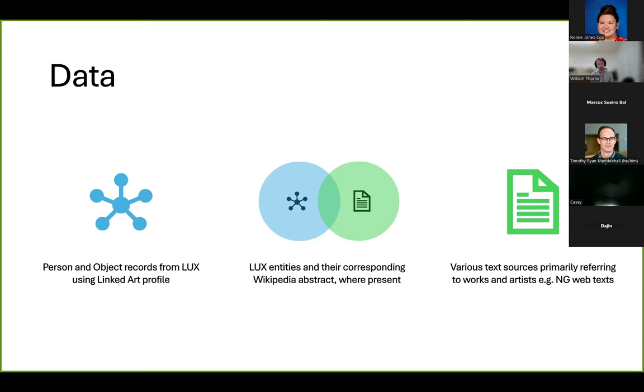Later iterations of this project, I do hope to expand it to cover as much as possible. Moving over to the far right, we've got various art historical text sources. A lot of them are catalog documents or essays about the works of the National Gallery, but there are some other sources in there as well. But really, the most important element of this data set is this central one. A subset of these Lux records had attached to them a URI to Wikipedia that had a good abstract to describe that same piece.